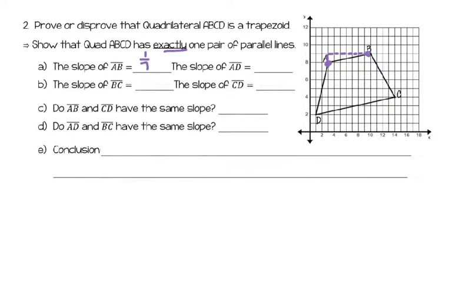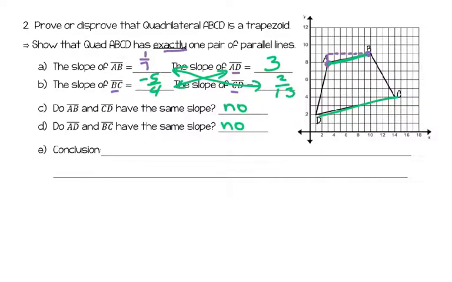Go ahead and pause the video, and I want you to find the slope of AD, BC, and CD. Okay, when you found the slopes, you should have found this. If we look at AB and CD, these two right here, are they the same? They're not the same, so that means that they are not parallel. AB and CD do not have the same slope. AD and BC also do not have the same slope.